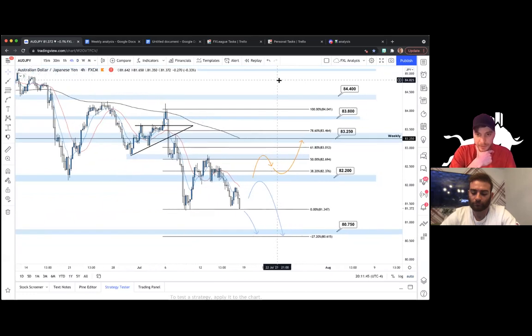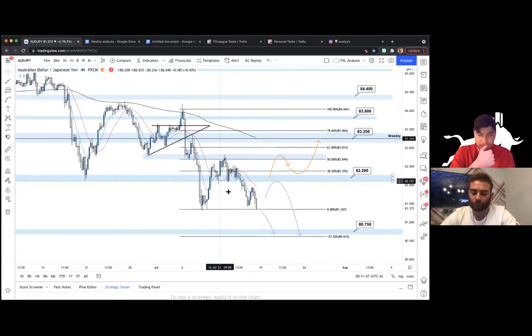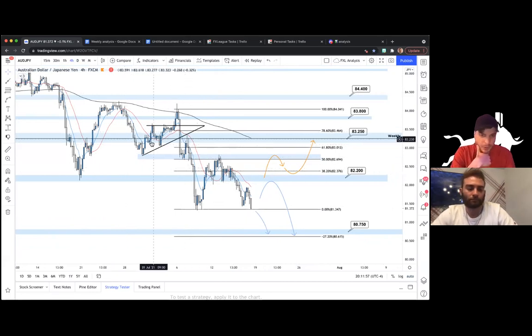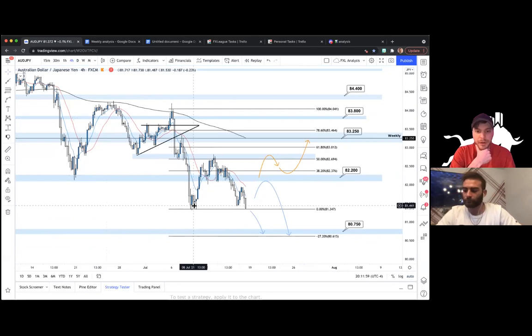Okay, so yep, very, very bearish. No real pattern here. We did see that pattern on AU. On AJ, we don't really have it. We have kind of just a classic break and retest, good structure formation, some smaller patterns and such. But overall, very bearish.